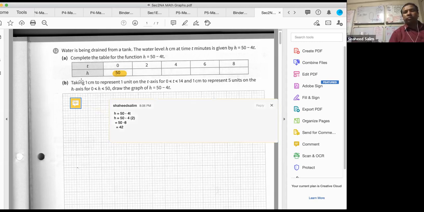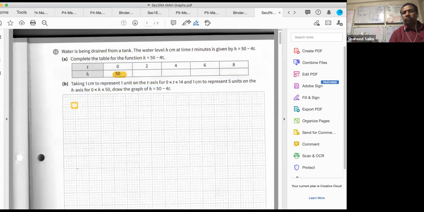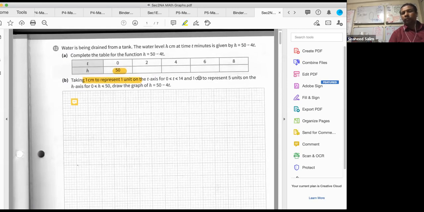What does this mean? You all know now? You all know what it means? 1 cm to represent 1 unit. So this is 1 cm from here until here. Oh, sorry, this is more than 1 cm. Right, from here until here. These 5 squares, you can see. From here to here, from here to here. This is 1 cm, 1 cm.